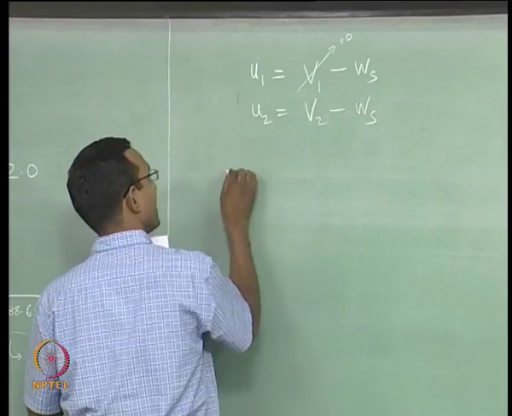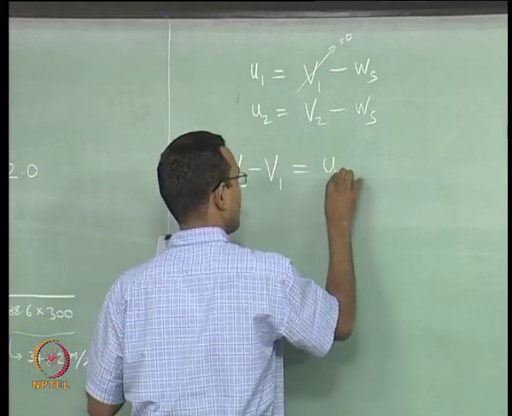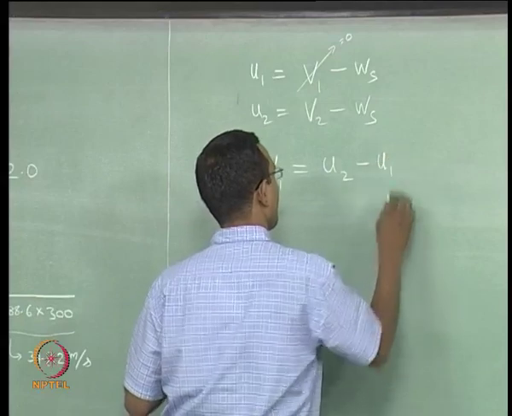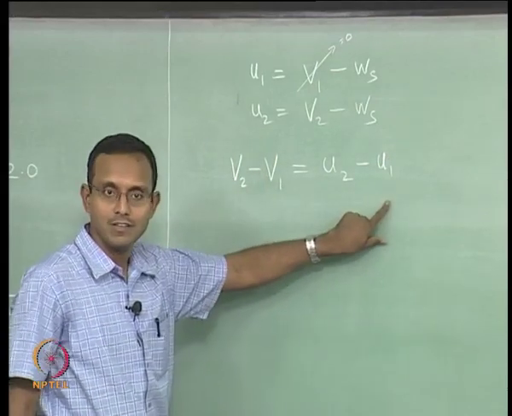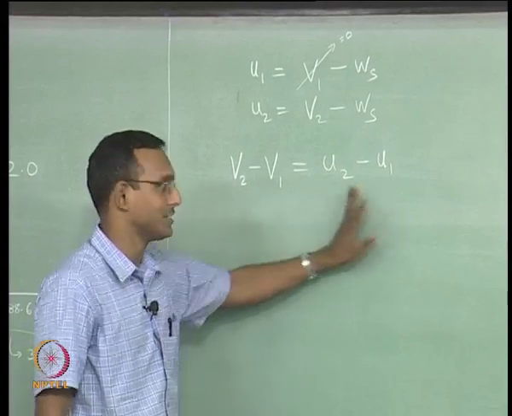Or instead of that I am doing it some other way. Let us just go for this. v2 minus v1 equal to u2 minus u1. For me to write this, I should have one coordinate system direction for all the velocities.